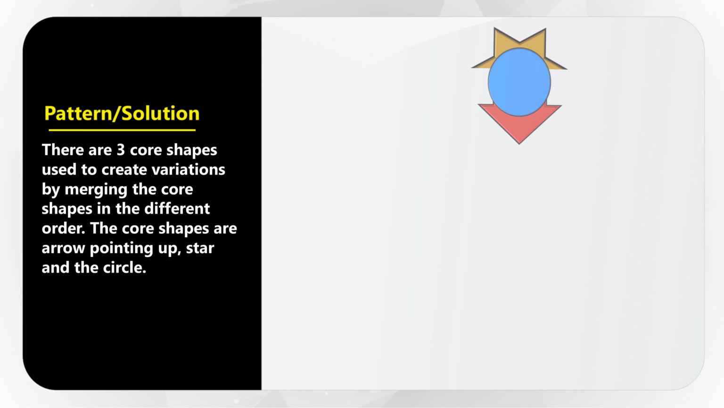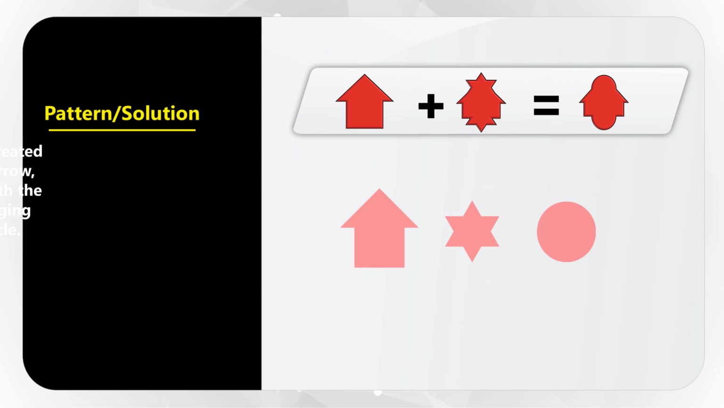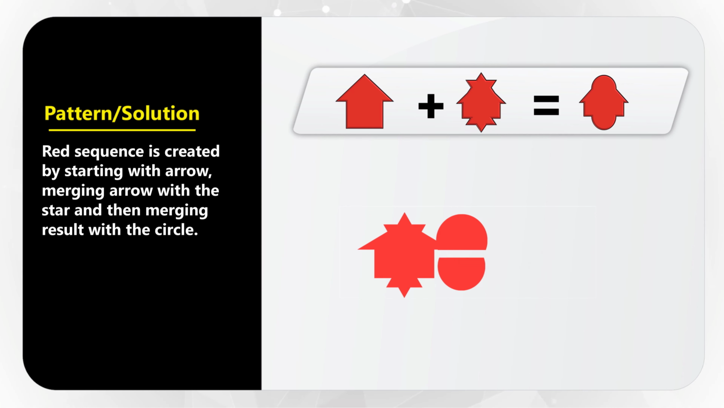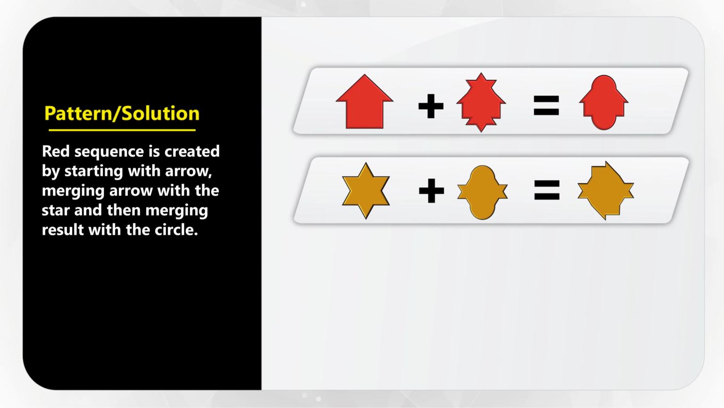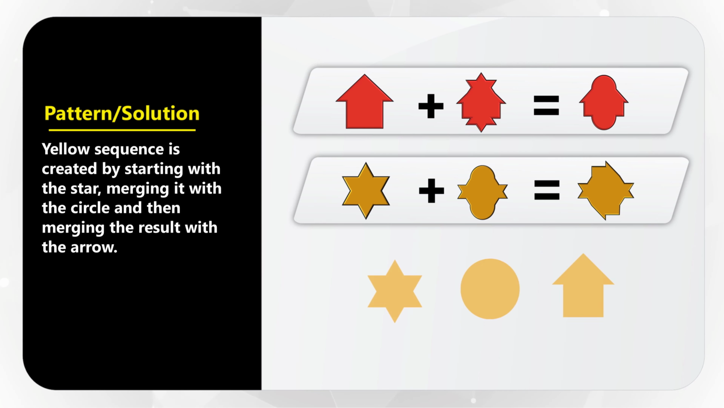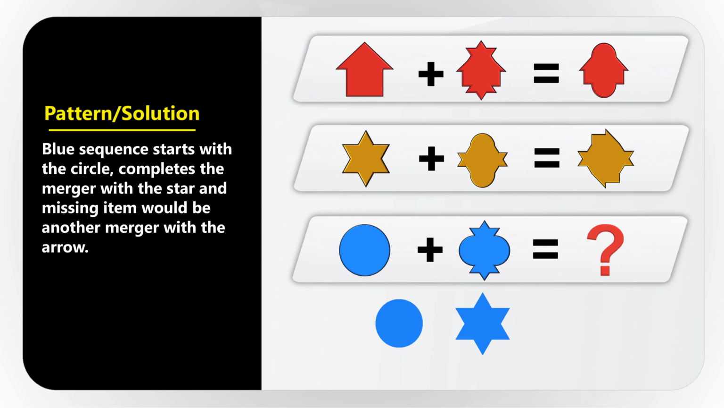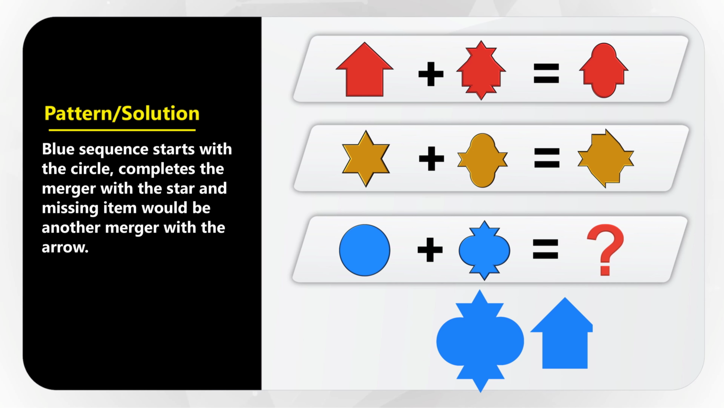Let me demonstrate by starting with the red sequence. Red sequence is created by starting with arrow, merging arrow with the star, and then merging the result with the circle. Yellow expression is created by starting with the star, merging it with the circle, and then merging the result with the arrow. And last but not least, blue sequence starts with the circle, completes the merger with the star, and then the missing item can be created by doing another merger with the arrow.